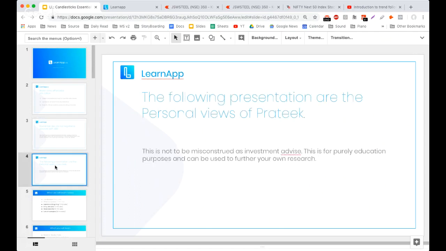Also, everything in this presentation is my personal view, that's of Prateek, right? No other institution, no other company is associated with it. It's just me, and it's only, again, to further your own research. And I'm not an investment advisor. I've just been trading for a long time.